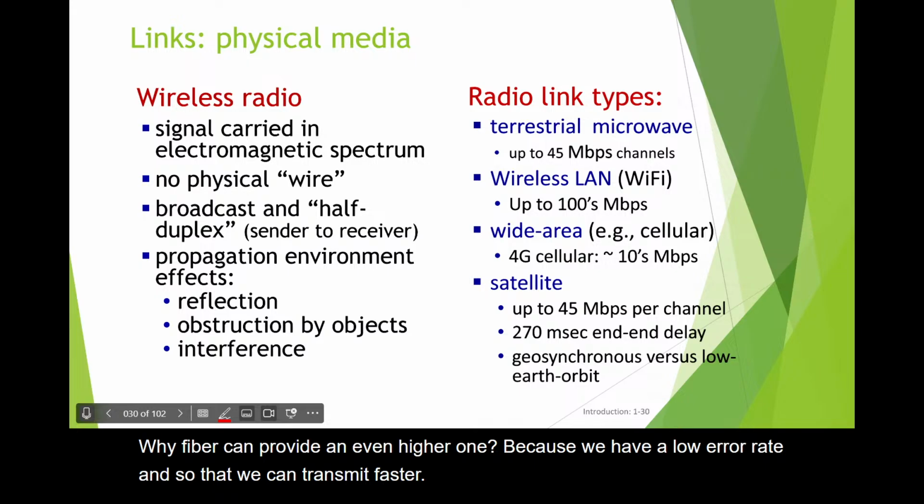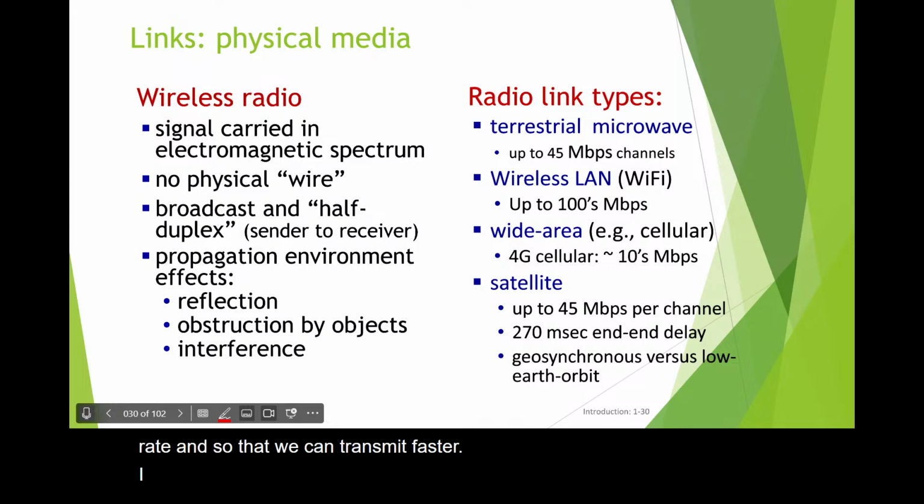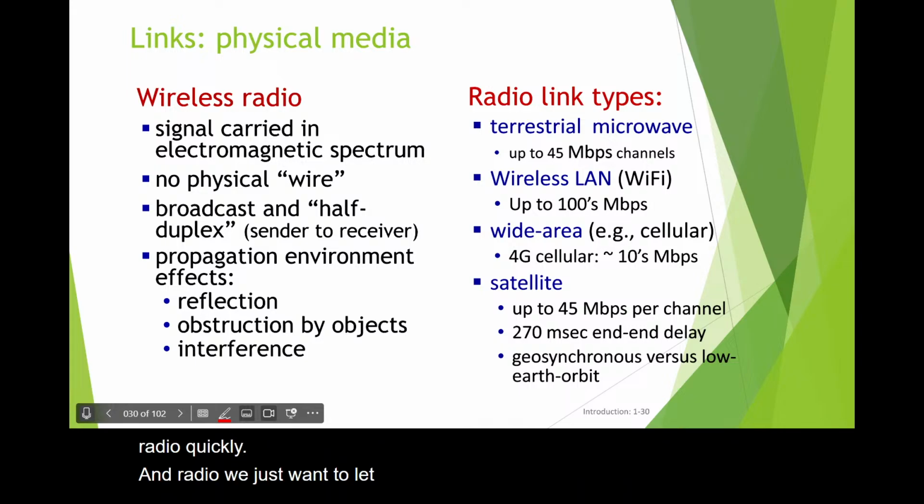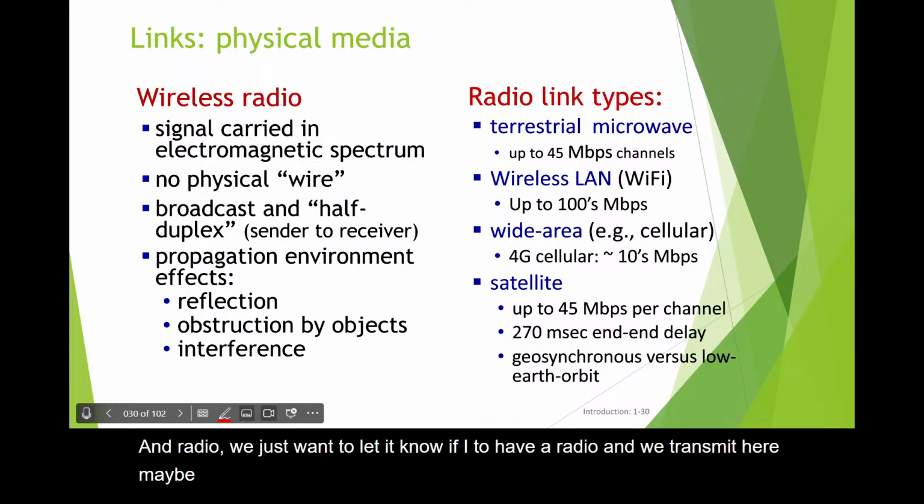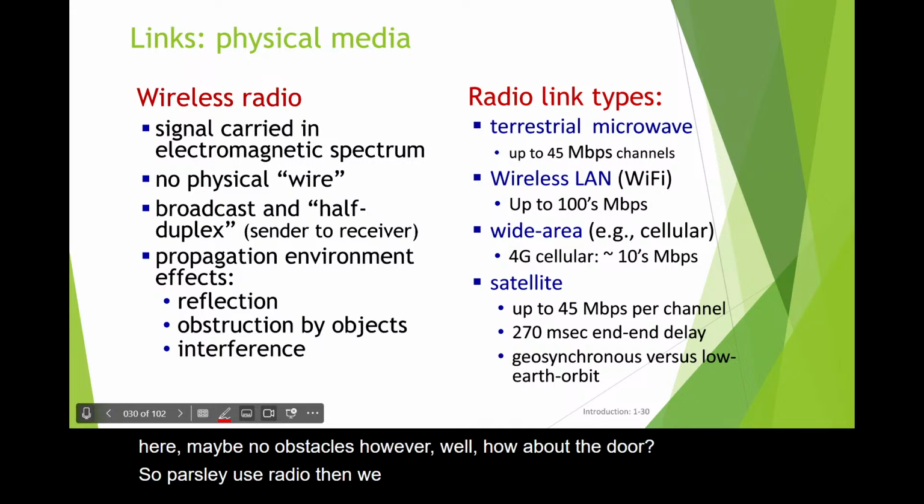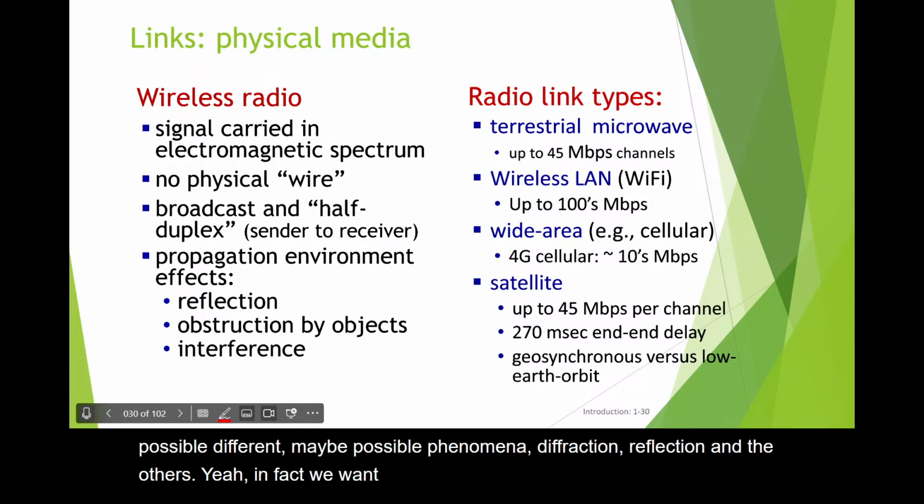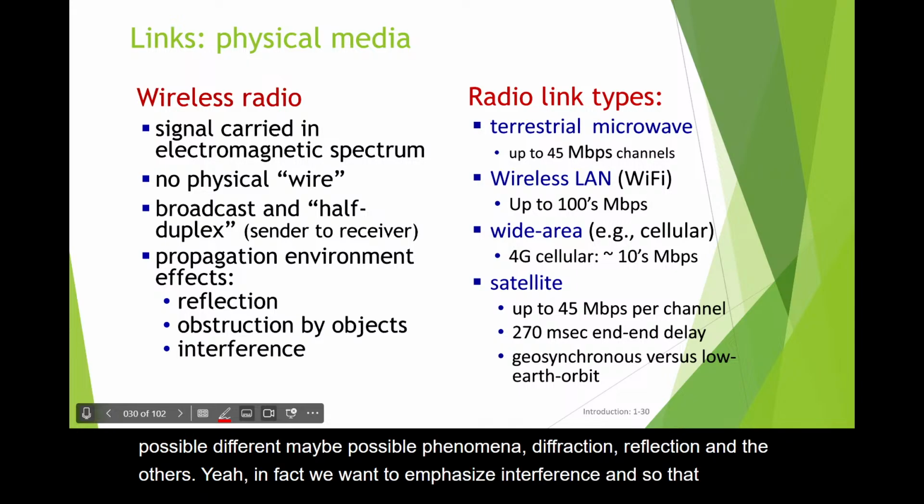Well, previously we already covered Wi-Fi and 4G, and right now we go through radio quickly. With radio, we transmit here, maybe with no obstacles. However, how about the door? If you use radio, then we may have obstacles, and then possible phenomena such as diffraction, refraction, and others. And in fact, we want to emphasize interference, so that we have some limitations.